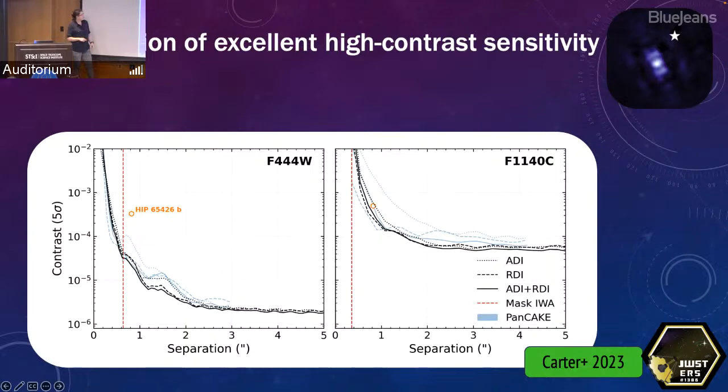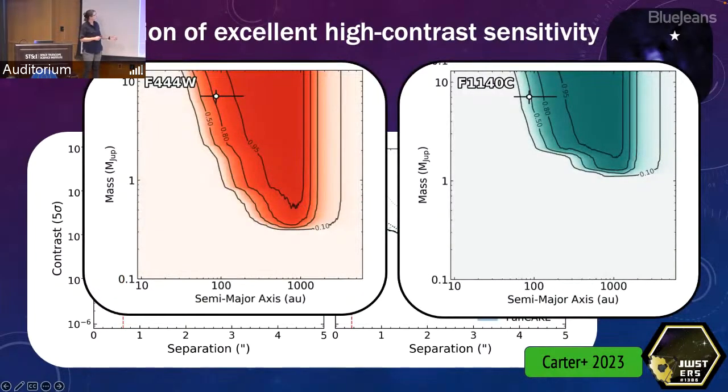For those of you that don't think in contrast and separation, I can also convert these plots into mass and semi-major axis. So this is another plot from Aaron Carter's paper, where you can now see physical units, so the mass and the true separation rather than the projected separation. And this has been converted here into a completeness curve. So each of these contours is indicating the fractional likelihood of detecting a planet at that specific mass and semi-major axis. So you're also folding in the geometry here, the fact that some of these planets, especially very near the contrast curve, will be hidden behind or in front of the star some of the time.